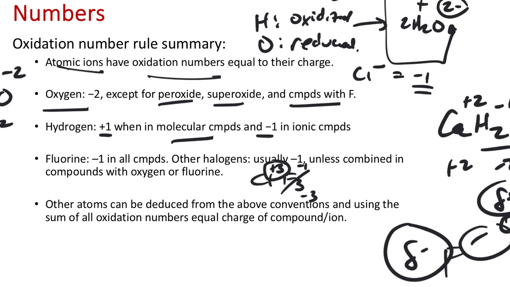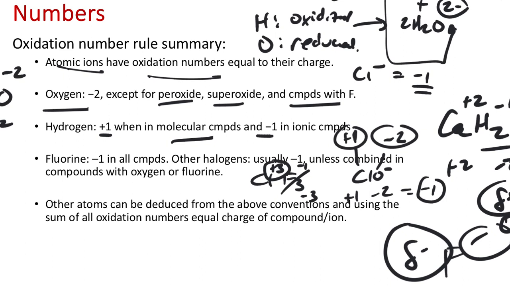Oxygen's kind of next. If we have something like ClO- for hypochlorite, the oxygen goes -2 for its ordinary charge. Again, oxygen should be -2 unless it's a peroxide or superoxide, or a compound with F. This isn't one of those, and it doesn't have F, so it goes its ordinary -2. So chlorine has to be +1. We add +1 and subtract 2 to get the overall negative charge for that ClO- ion. So that would be the oxidation numbers of Cl and O in hypochlorite.